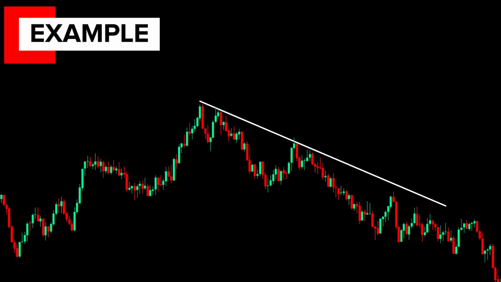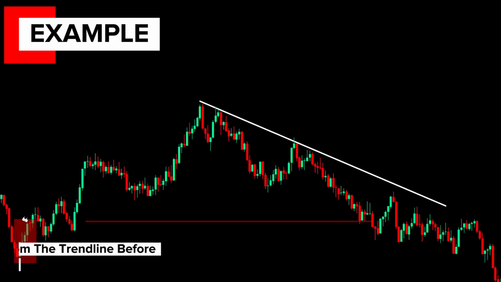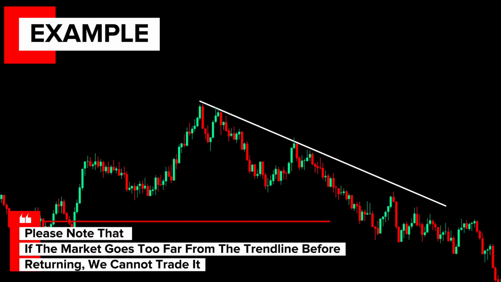And after drawing our trend line, we wait for the market to move up and touch our trend line. Please note that if the market goes too far from the trend line before returning, we cannot trade it. Most times when this scenario plays out on the chart, it means that price has quietly left that setup.